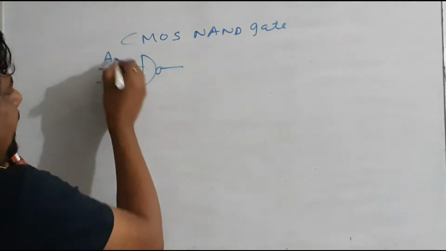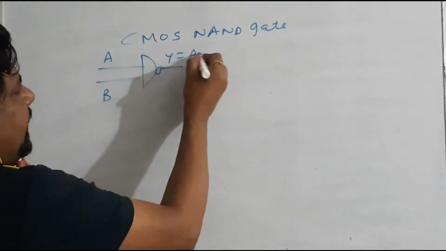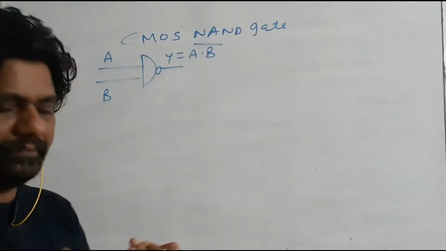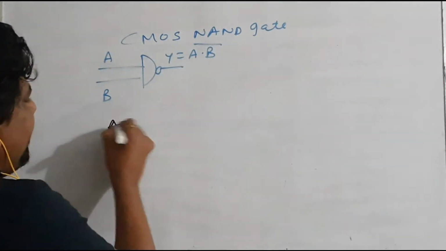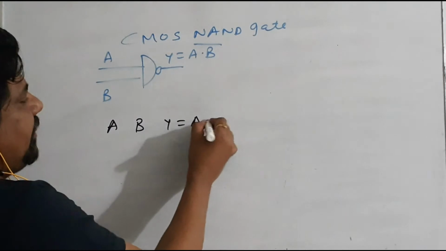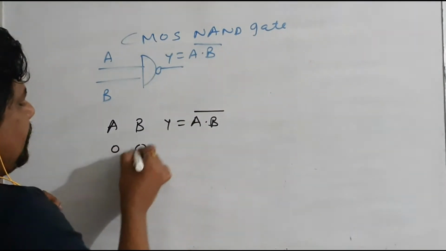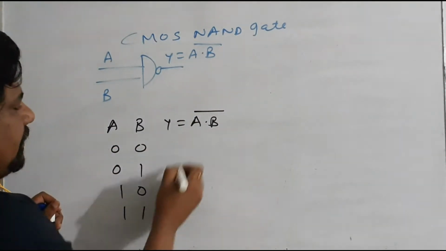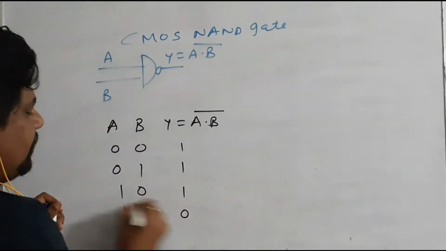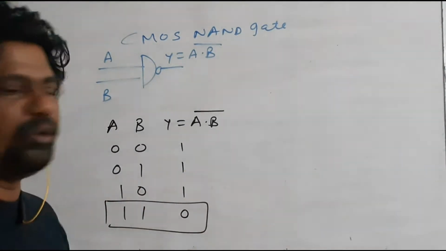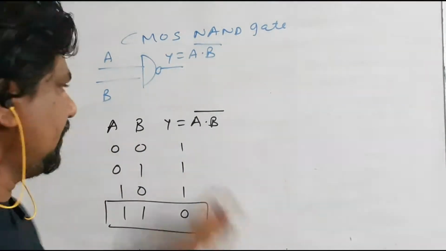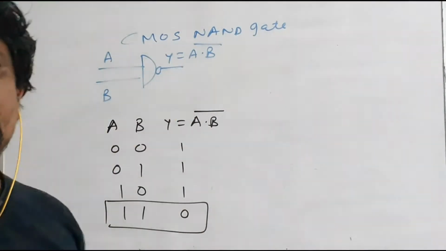NAND: A B, Y is equal to (A dot B) complement. A B: 0 0, 0 1, 1 0, 1 1. Output is 1 1 1 0. When both inputs are 1 1, output is equal to 0. Otherwise, output is equal to 1. This is nothing but NAND, which is a universal gate.